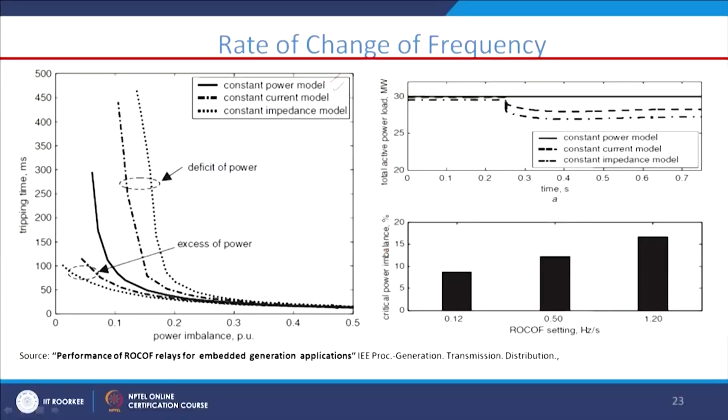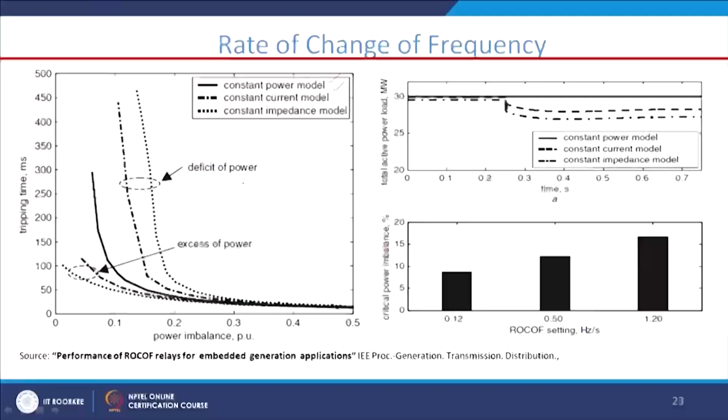Now, if you see here, for different types of loads, like the constant power model, constant current model, or constant impedance model, this rate of change of frequency technique also varies. That is also one of the demerits. And here, for deficient power there is a variation of tripping time, and for excess power this is the tripping time. This is the power imbalance in per unit, and this is the ROCOF setting in hertz per second. This is the critical power imbalance: at what percentage of power this technique is going to work fine, and below a certain percentage of power mismatch, this technique is not going to work. That is the critical power point.